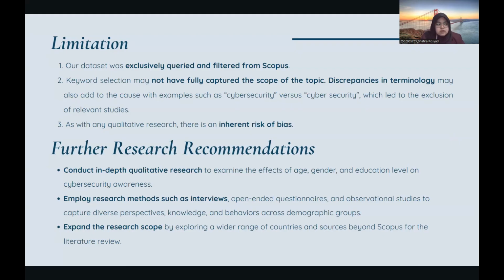Now, from this study, we have made research recommendations. So in the future, we would like to see more in-depth quality research to examine the effects of age, gender, and education level, as it is the most lacking of the research questions, and employ research methods such as interviews, open-ended questionnaires, and observational studies to capture diverse perspectives, knowledge, and behaviors across demographic groups, and to expand the research scope by exploring a wider range of countries and sources beyond Scopus for the literature review.